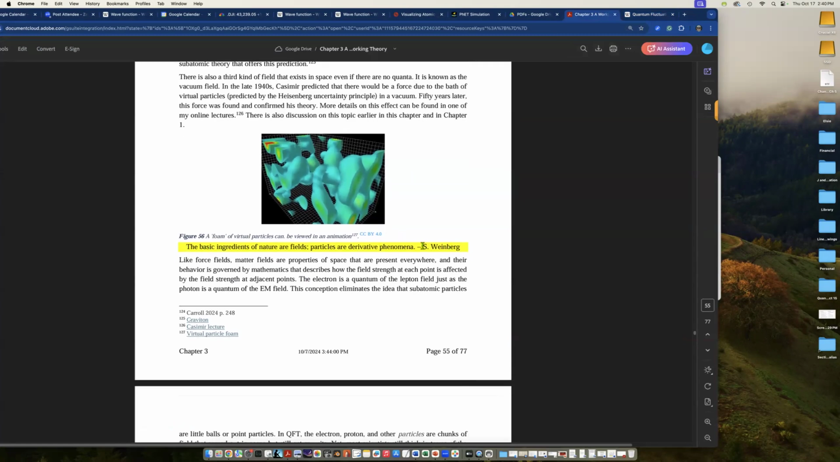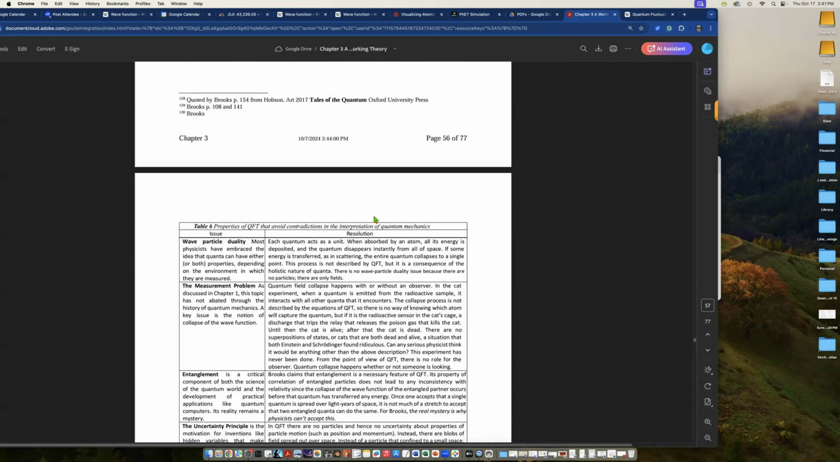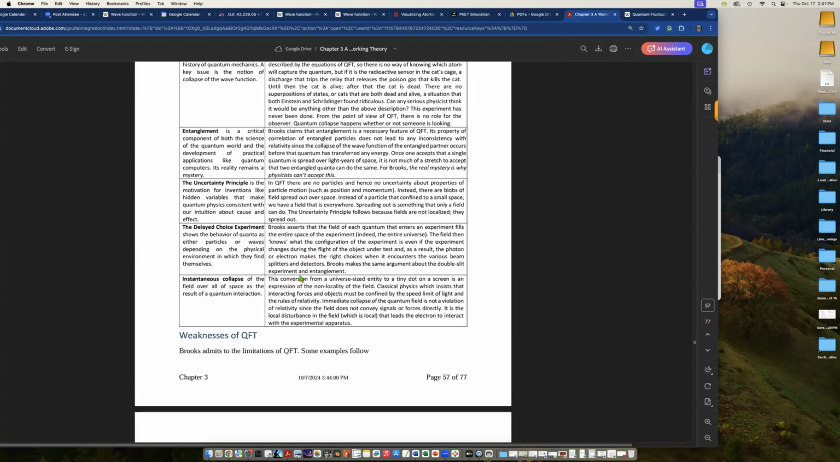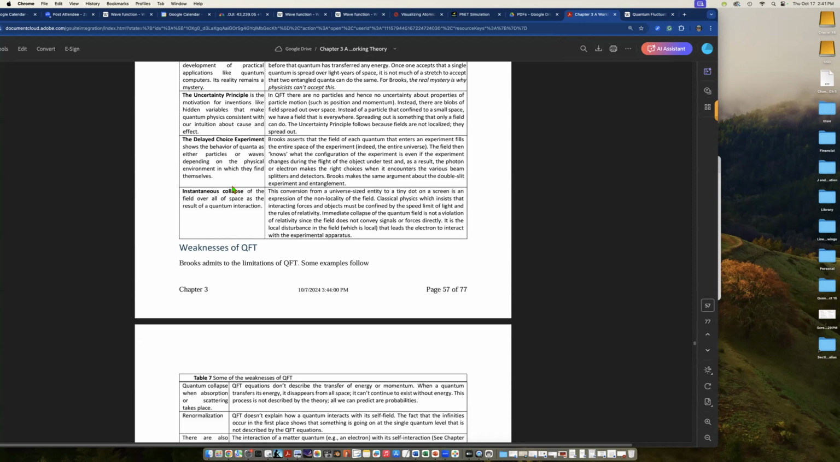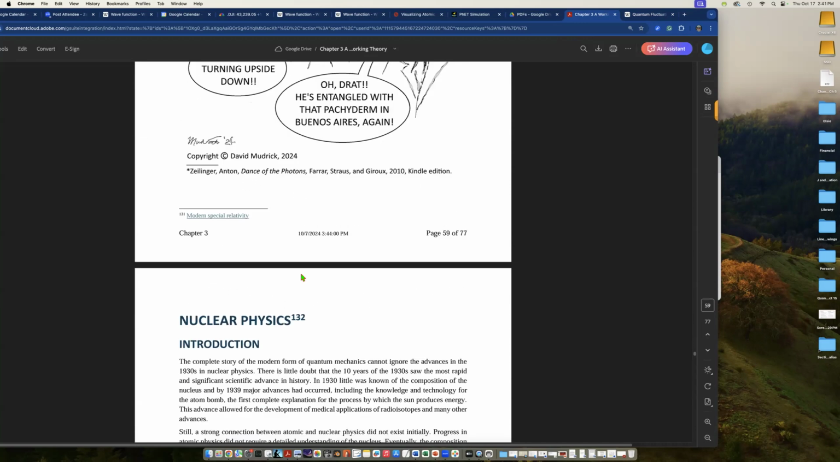And you see here's the famous Steven Weinberg, also a Nobel Prize winner, saying the basic ingredients of nature are fields. This is the modern way of dealing with quantum mechanics. And the particles that appear are derivative from the fields. So we're not going to get too much into this except to say that there is information in this table and other places in the book about the properties of quantum field theory, QFT, and some limitations that it exhibits.